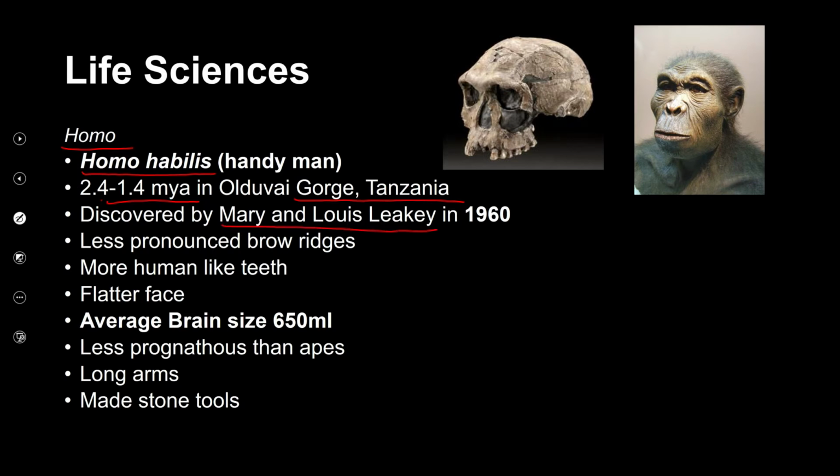They discovered them. What they found is they have less pronounced brow ridges, they have more human-like teeth, they have a flatter face. The average brain size was 650 milliliters, so it's getting slightly bigger. There was a less prognathous face than apes. They had long arms and they made stone tools. So here we can see the cranium is getting slightly larger. The jaw here is less prognathous. So they were slightly more human-like than the previous species.